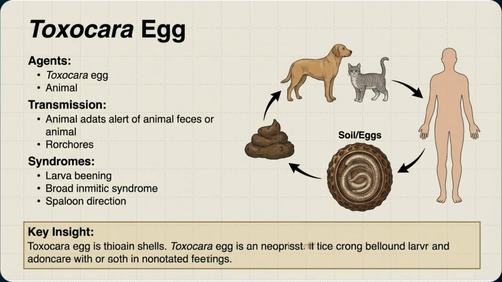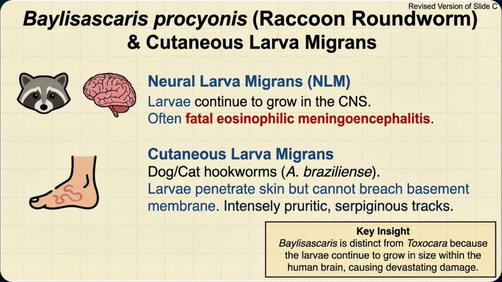Hence the name migrans. We have Toxocara from dogs and cats causing visceral larva migrans, where they wander through the liver and visceral organs. Its eggs have a thick, pitted shell. But the one that really scares me is Baylisascaris procyonis, the raccoon roundworm. That is definitely the one you need to fear.